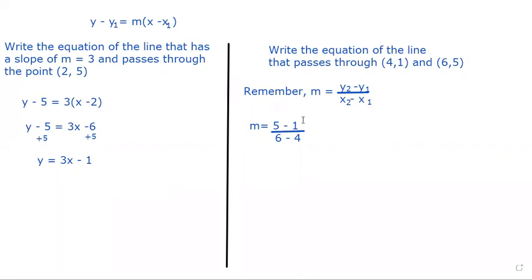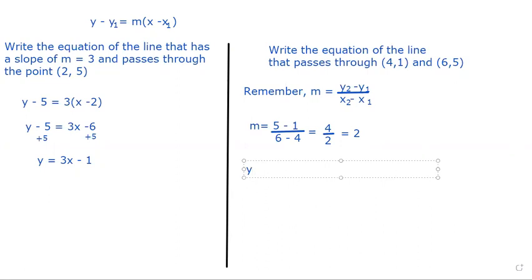5 minus 1 is equal to 4, and 6 minus 4 is equal to 2. So 4 divided by 2, once again, gives us 2. All right, now from here, we can use either set of points in our point slope form, and that will allow us to find the equation of the line.